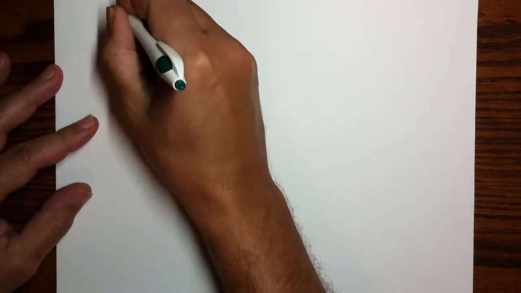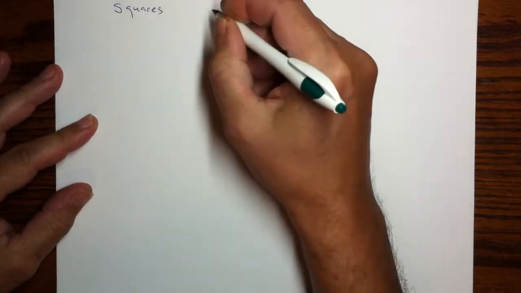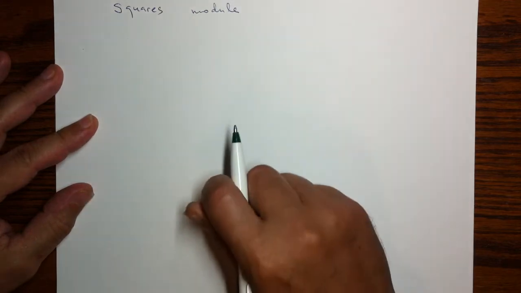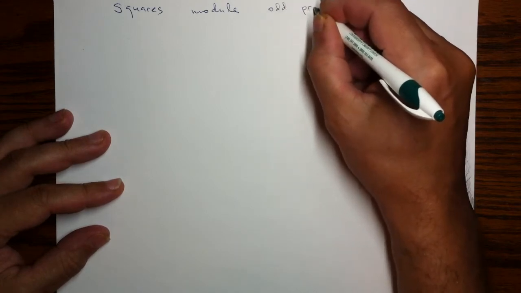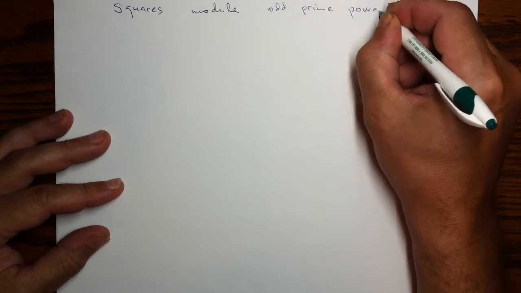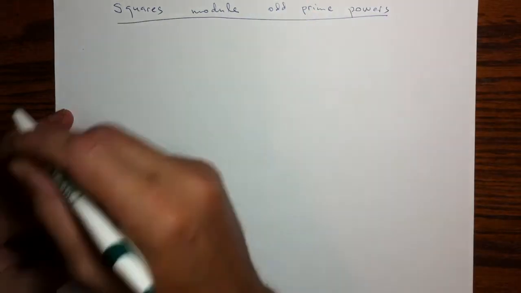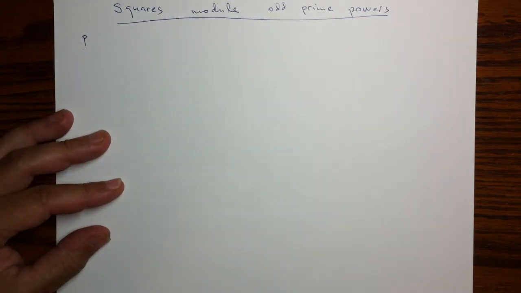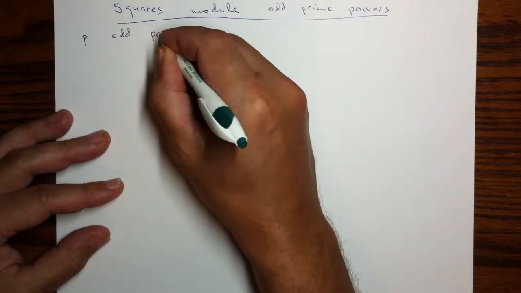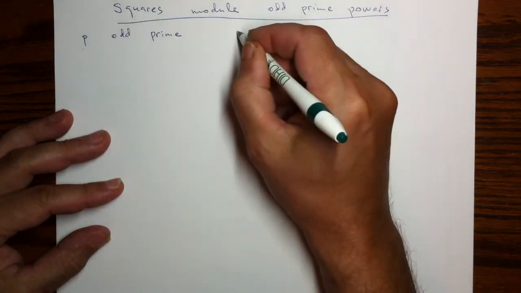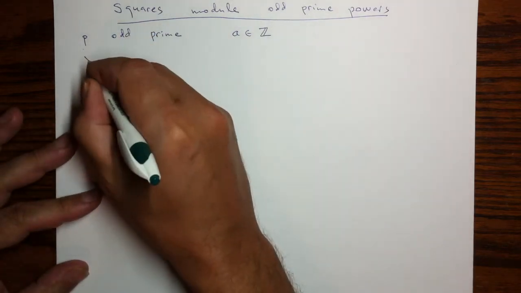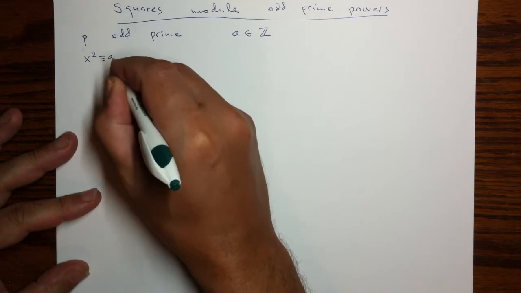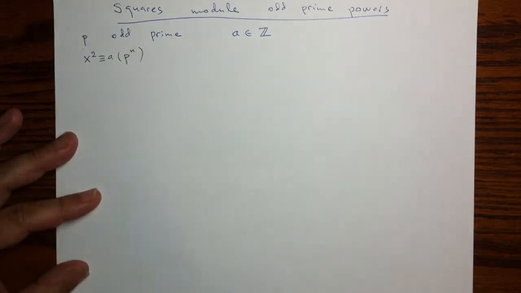Hello. Here we will look at squares modulo a power of an odd prime. So let p be this prime, and examine when an integer is a square modulo a power of this prime.